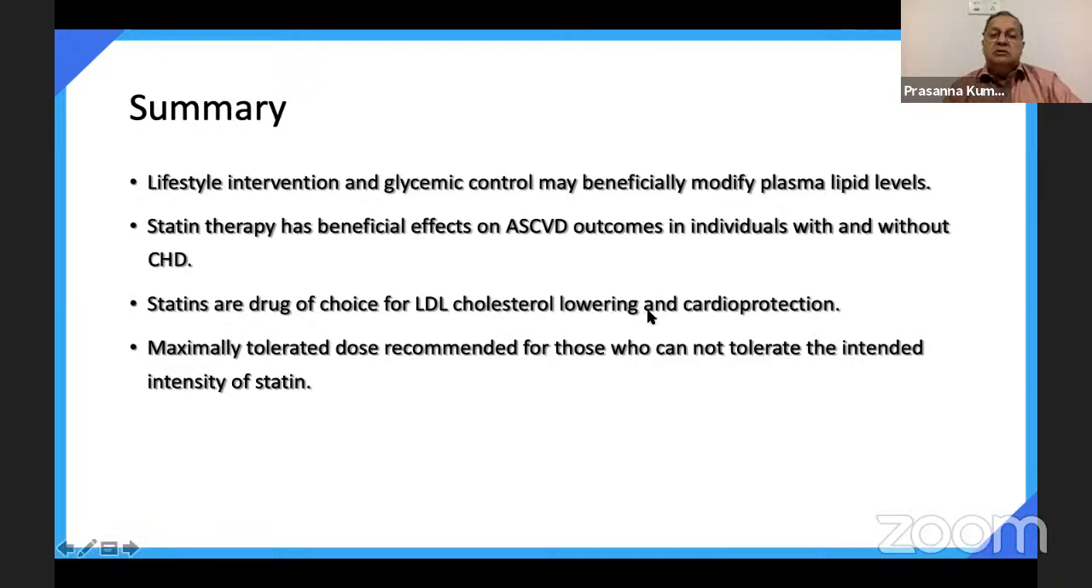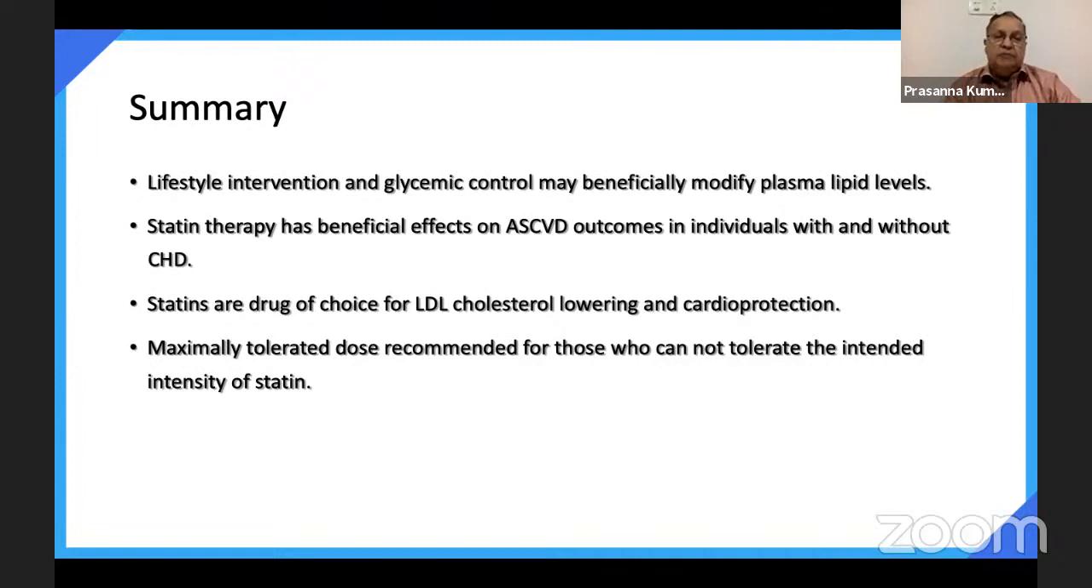Statins lower cholesterol as such, and they are also the ones which give cardioprotection. Maximally tolerated dose is recommended for those who cannot tolerate the intended intensity of statins. As I said, they have used anywhere between 5 milligrams to 40 milligrams of rosuvastatin, and 10 milligrams to 80 milligrams of atorvastatin.